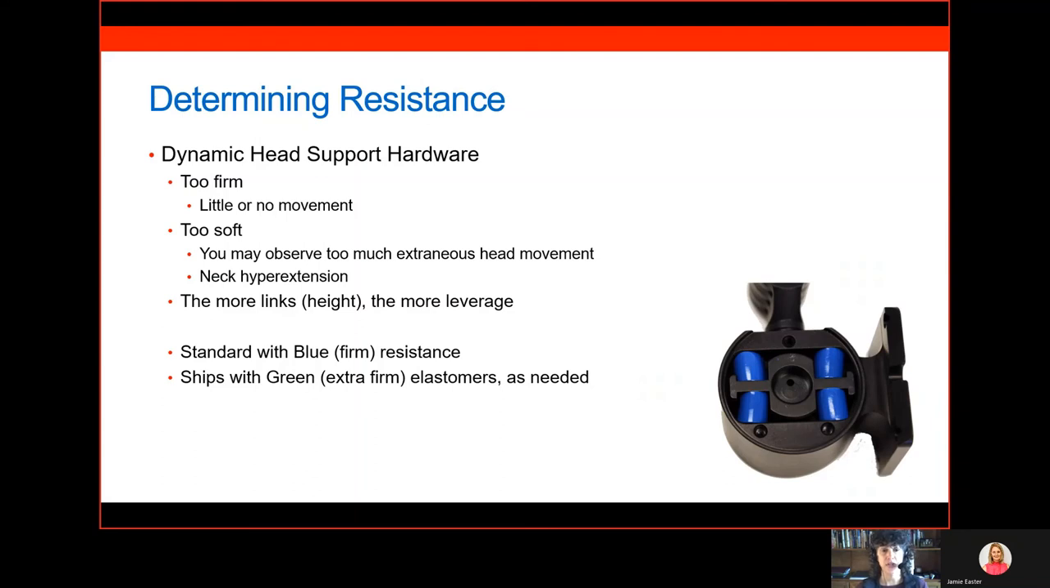What about determining resistance again? Well, this particular dynamic headrest from Seating Dynamics comes standard with blue resistance, that's firm, but it also ships with extra firm as needed. So if you find that that additional resistance is required, you can go ahead and change that out in the field. If things are too firm, you might notice the client really is not activating the dynamic component. If the resistance is too low, you may notice there's a little too much extraneous head movement or movement into neck hyperextension. Again, the more links, adding more height, the more leverage.